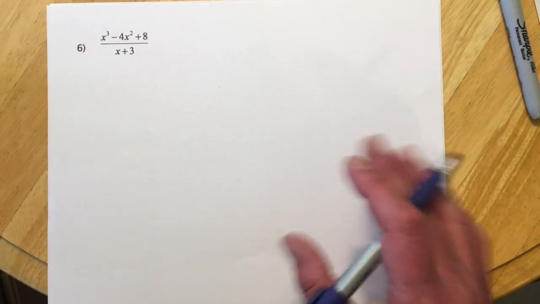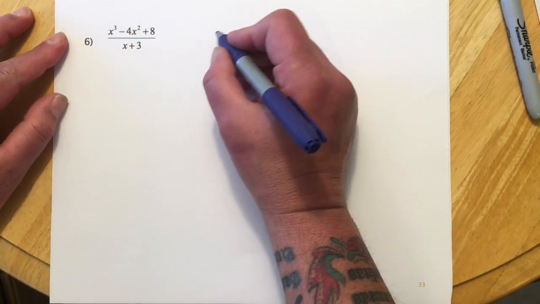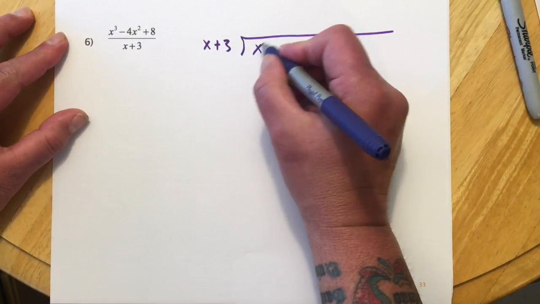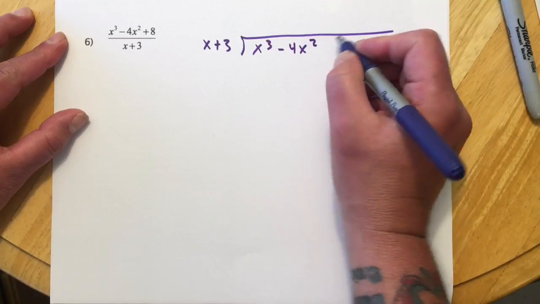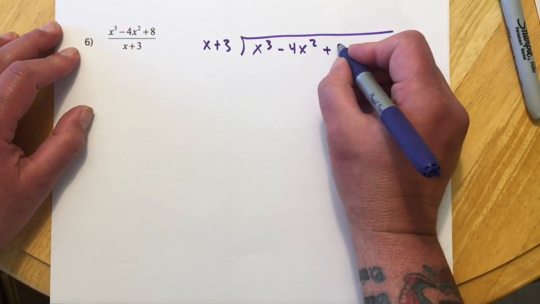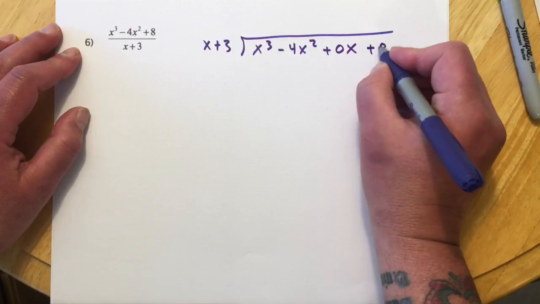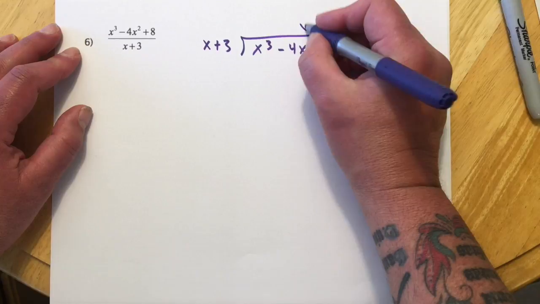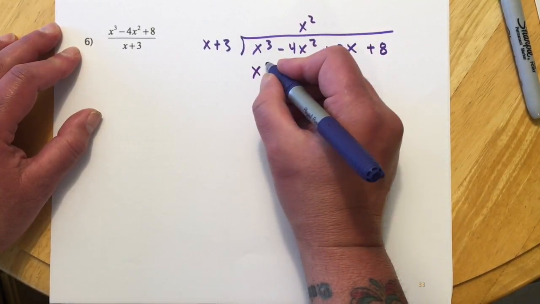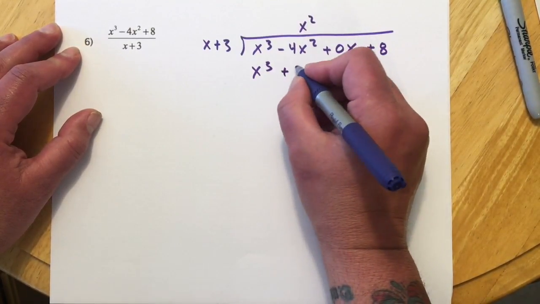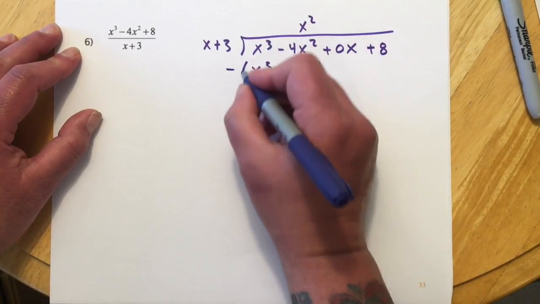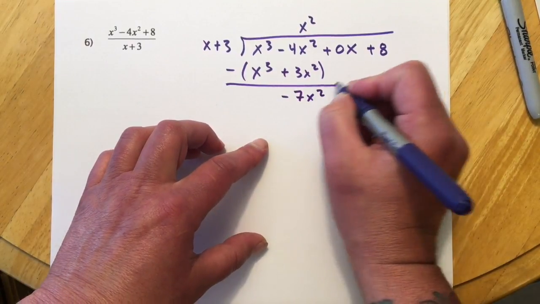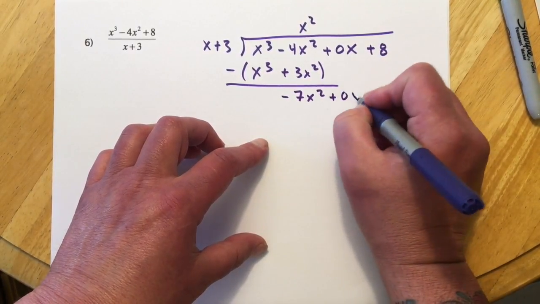Okay, this last one is an example of a missing term problem, so I'll do both ways. x plus 3 into x cubed minus 4x squared. Notice I don't have an x term, so I'm going to put plus 0x and then plus 8. So what do I multiply x by to get x cubed would be x squared. I'll bring along a 3x squared. And minus 4 minus 3 is minus 7x squared. And we bring down our funky little 0x.